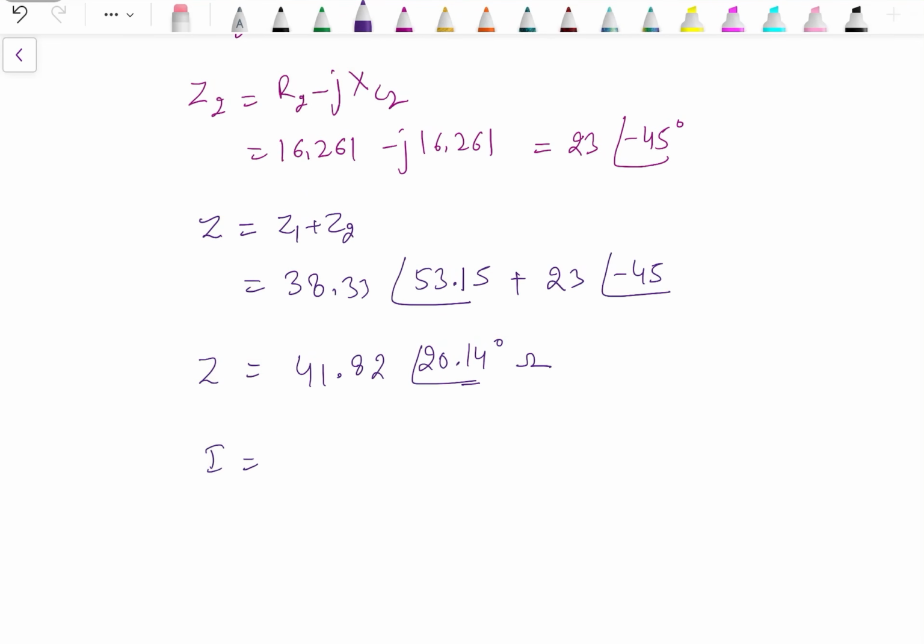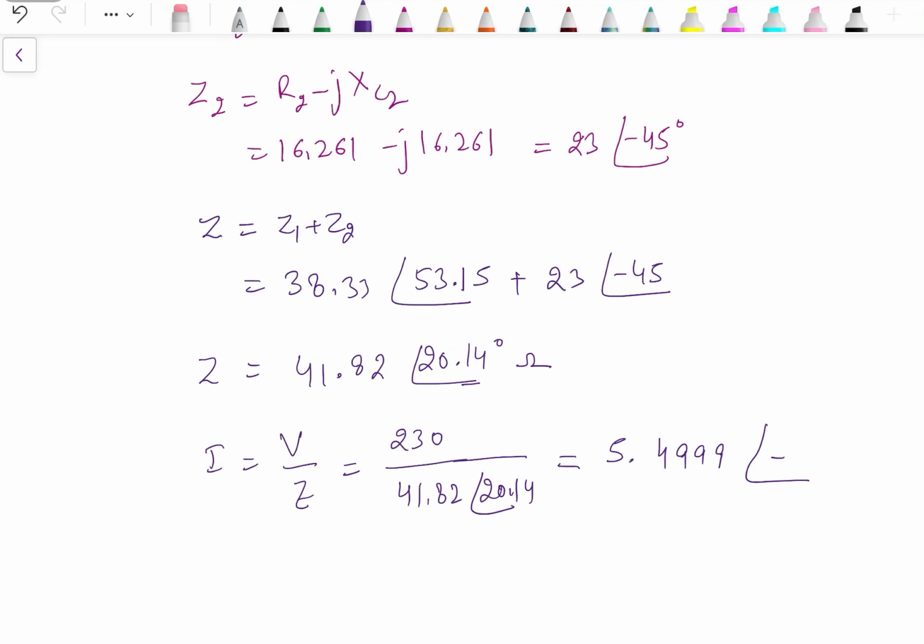Now I is V by Z. Supply voltage is 230. Z is 41.82, angle is 20.14, which gives us the value of resultant current in the circuit as 5.499 and angle minus 20.14 degree amperes. So the magnitude of current is actually, we can say 5.5 ampere, and this lags behind the voltage by 20.14 degrees.